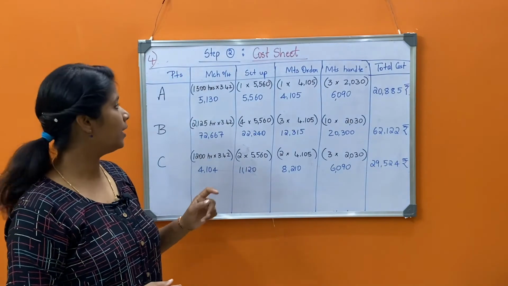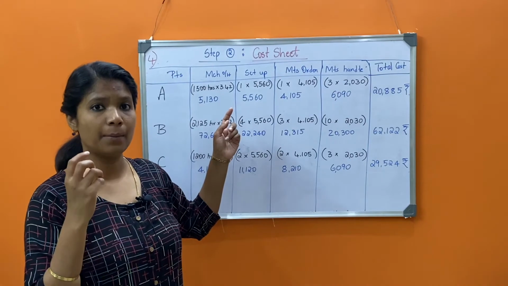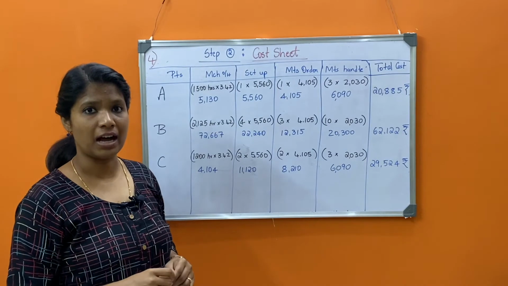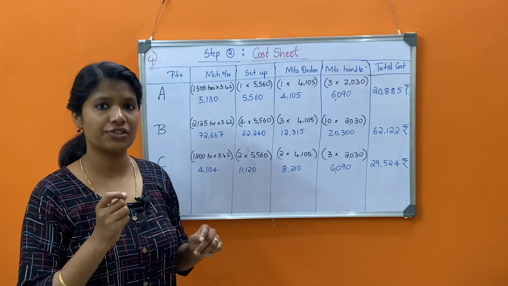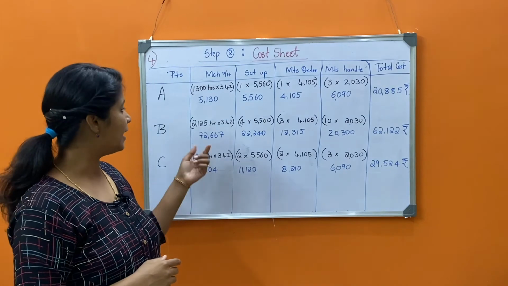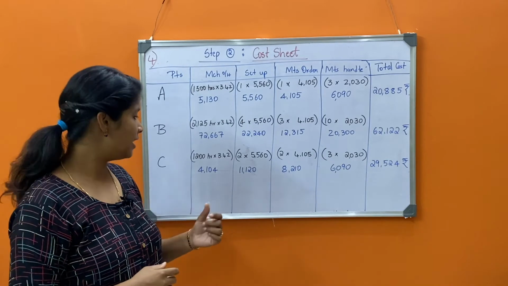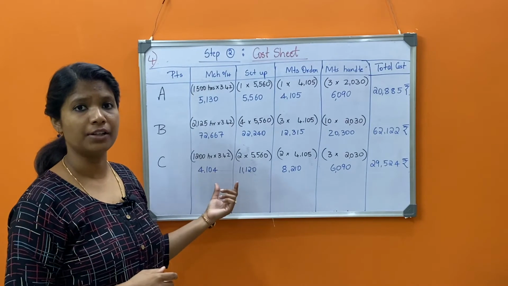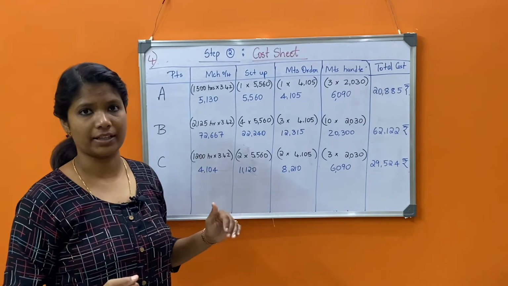Starting from product A, the first activity is machine overhead. What was the denominator that we have taken? Machine hours consumed. Product A has consumed 1500 hours multiplied by 3.42, that's the rate we found out under the cost driver rate, first step. So we get the amount 5130. Then number of hours multiplied by the rate for product B, 72,667, hours multiplied by again 3.42, 4104. These are the first activity cost for all the three products A, B, C.